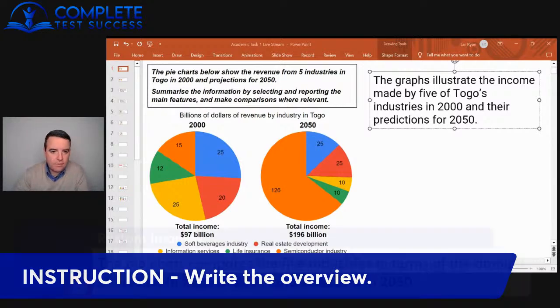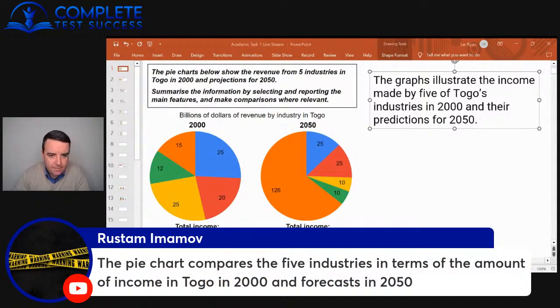I have another paraphrase here from Rustam. The pie chart compares. To compare is more what we would do when we look at two things and we look at how they're the same and different. So it's more like a person would compare the differences between the charts, but we wouldn't really say that the pie chart itself does the comparing. It's more the person who would look at it that would make that analysis.